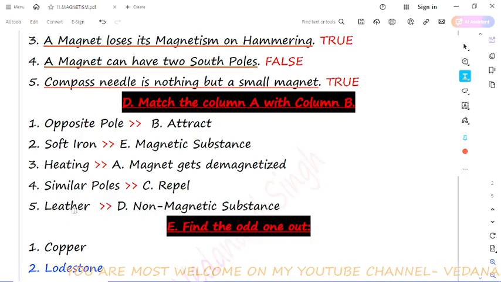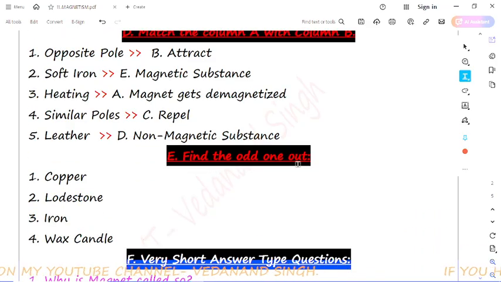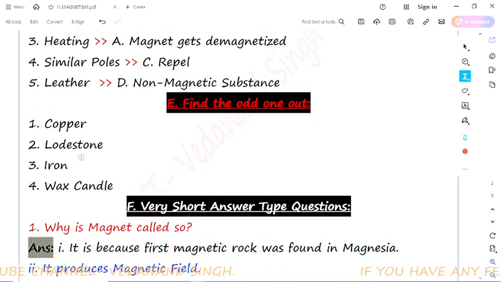The next is leather. D option would be non-magnetic substance. Now we have to figure out the odd one. In the first question the copper is the odd one, in the second lodestone, in the third iron, and next is wax candle.